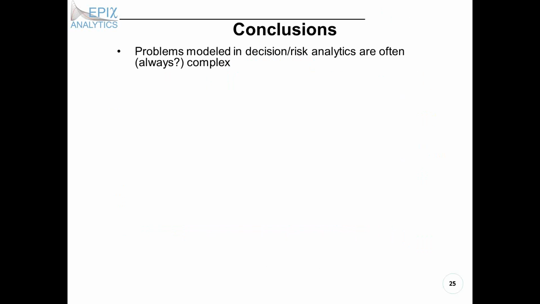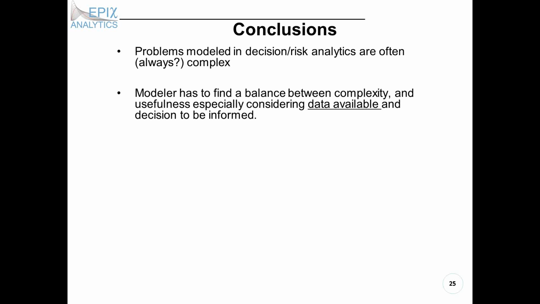So, as conclusions for this talk, we wanted to say that in general, problems in modeling, decision, and risk analytics are very complex. So I say often, but perhaps it's always complex. And the modeler has to find a balance between complexity and usefulness, especially considering the data available and the decisions to be informed.